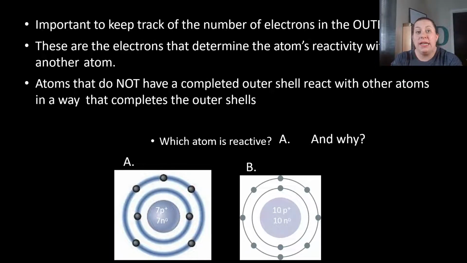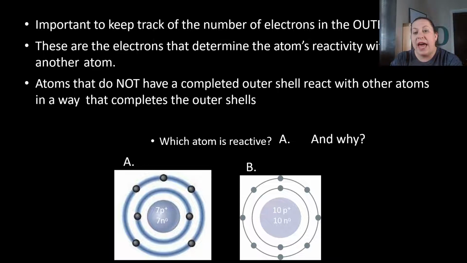Now, it is important to keep track of the number of electrons in that outer shell. This is because the number of electrons in the outer shell is going to determine how reactive the atom is. Does the atom bond or react with other atoms? Does it react or bond with other elements? Atoms that do not have a complete outer shell, okay, they don't have that outer shell full with the 8 electrons that they need, will react with others because they want to complete their outer shell. They want a complete set. Okay, so they're going to react with this.